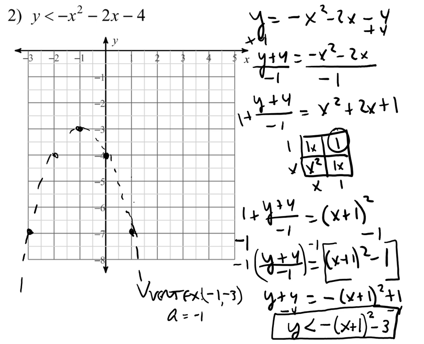Okay, and then where do we shade? We want to shade less than negative x squared minus 2x minus 4. So this dotted line represents this quadratic, right? So where are we less than that? Down here.